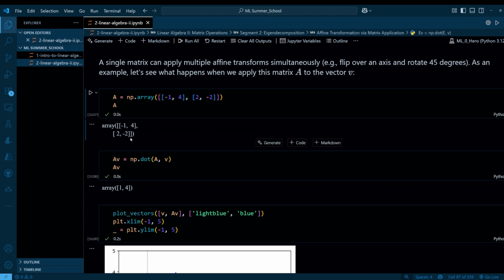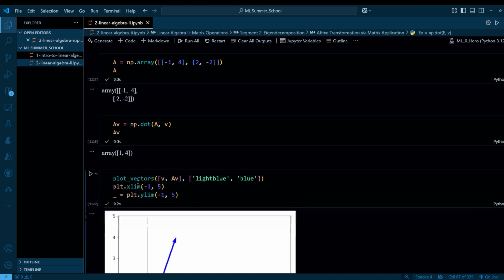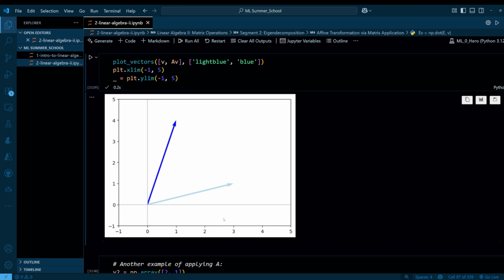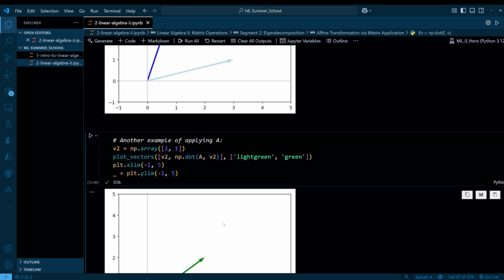Again, assume if you have this matrix minus 1 4 2 minus 2. If you multiply that with our V, we'll have 1 4. That's totally different, because our V vector was 3 1, right? So let's check the image. This time the V was here 3 1, but after multiplication with A, the new one is here. No problem. Okay, it can happen, for sure it can happen.